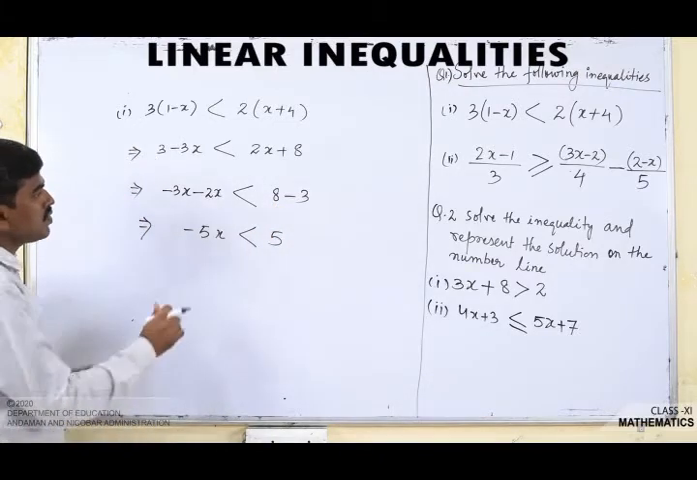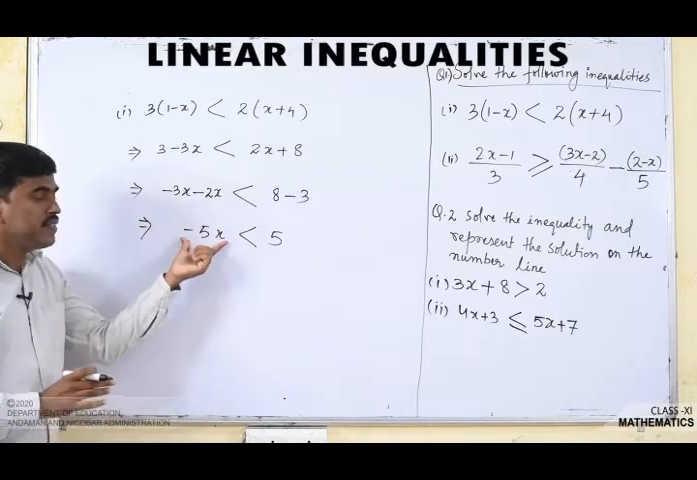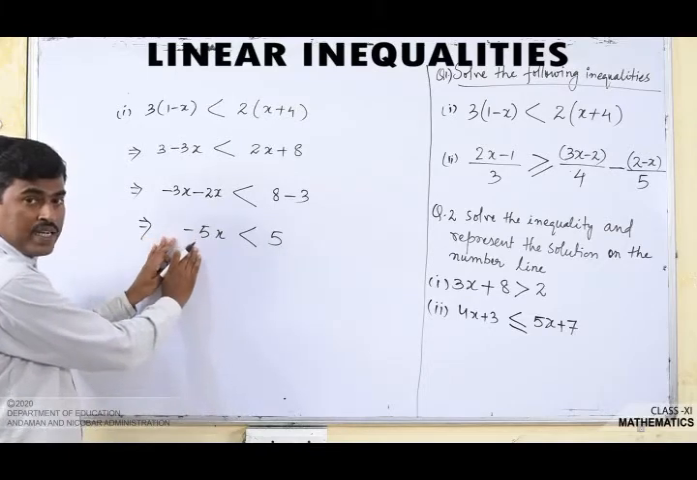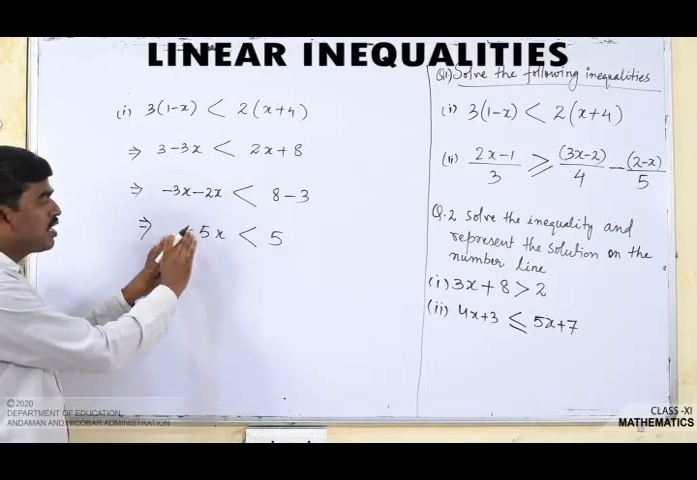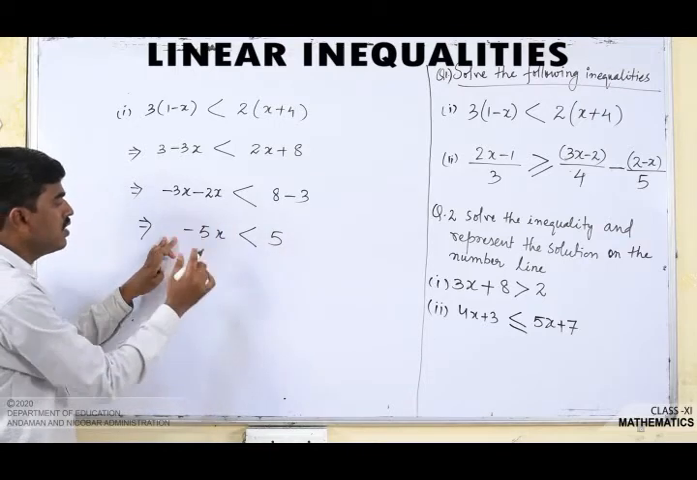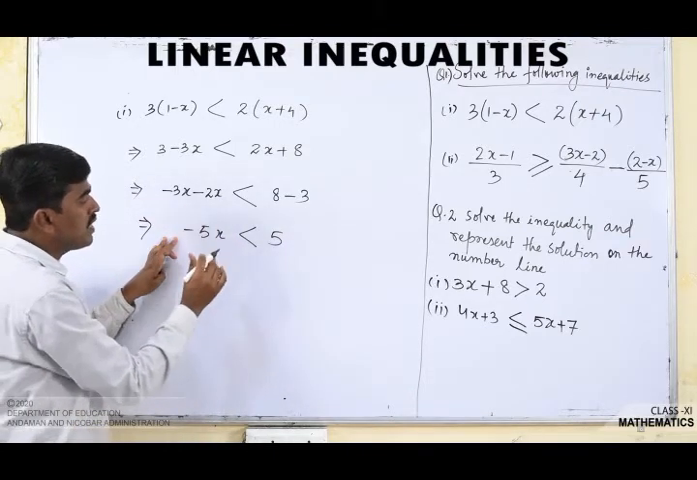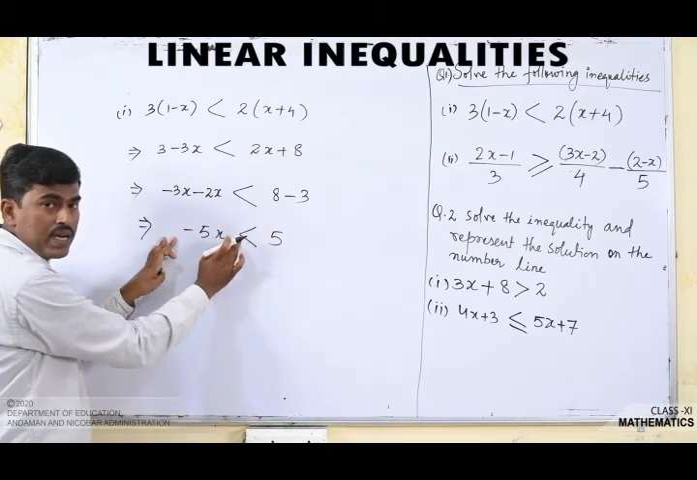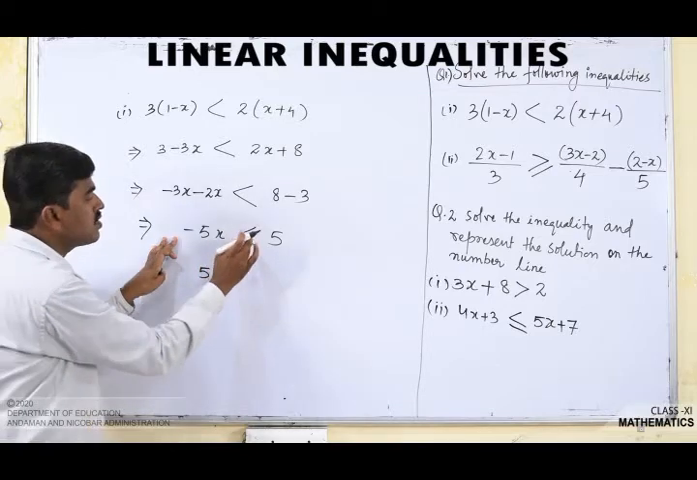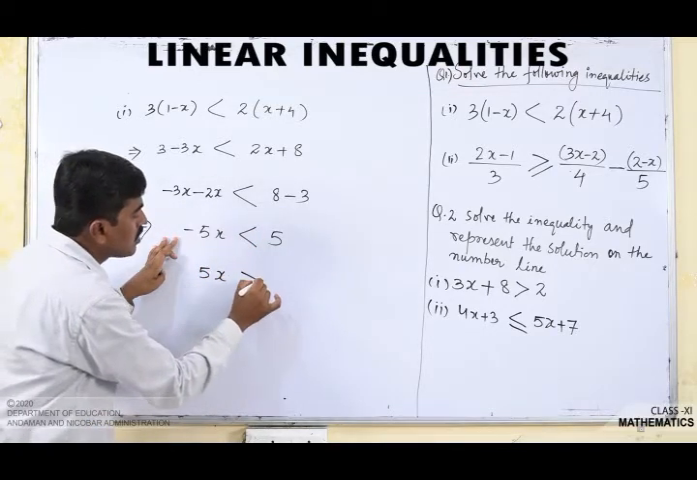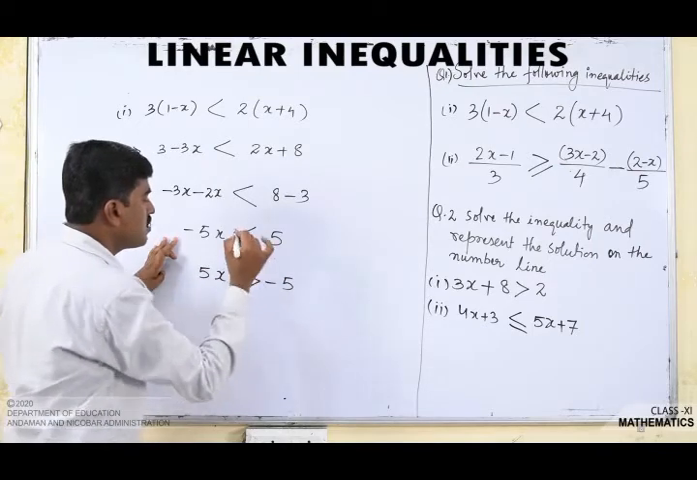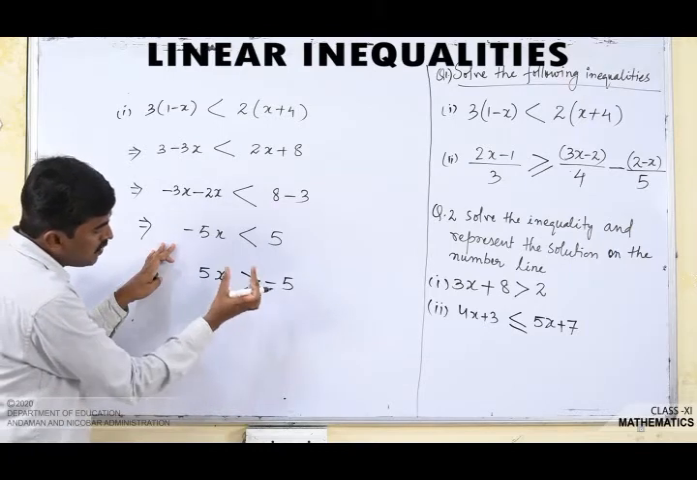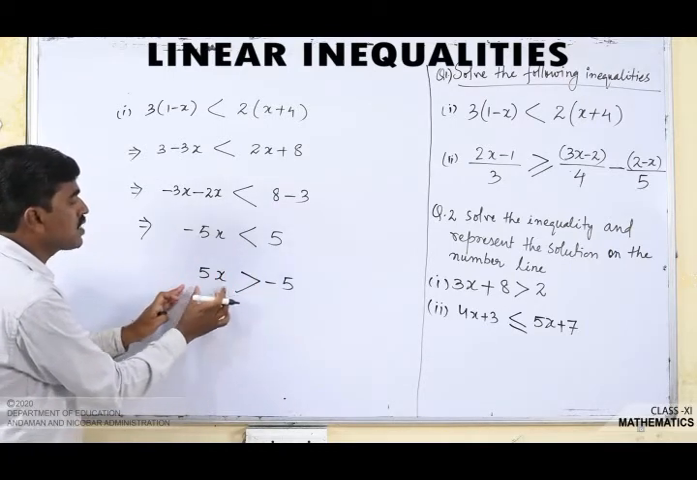Now you see here in the LHS a minus sign is there and in the RHS a positive sign is there. So I am going to multiply by minus 1. If we multiply by minus 1, we will get a plus sign here. So it can be written as 5x, but while multiplying by minus 1, we have to reverse the symbol of the inequality: less than becomes greater than. So 5x is greater than minus 5.